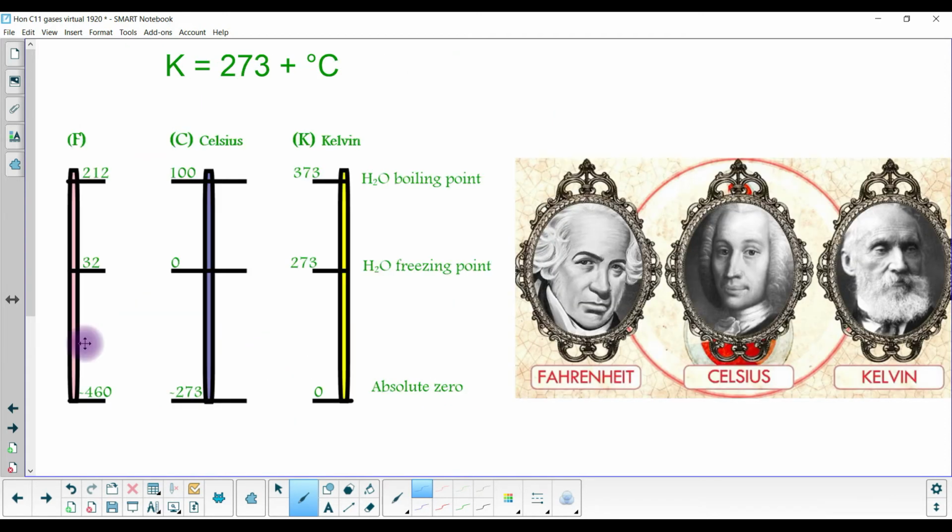Looking at the various temperature scales, we have Fahrenheit, which is what we use here in the US. In the laboratory, we measure in Celsius, and for gas laws, we're going to use Kelvin. At 0 degrees Celsius, we have 273 Kelvin. At 100 degrees Celsius, we have 373 Kelvin. The difference is 100 for both of these. Notice that Kelvin does not use the degree symbol where Celsius does.